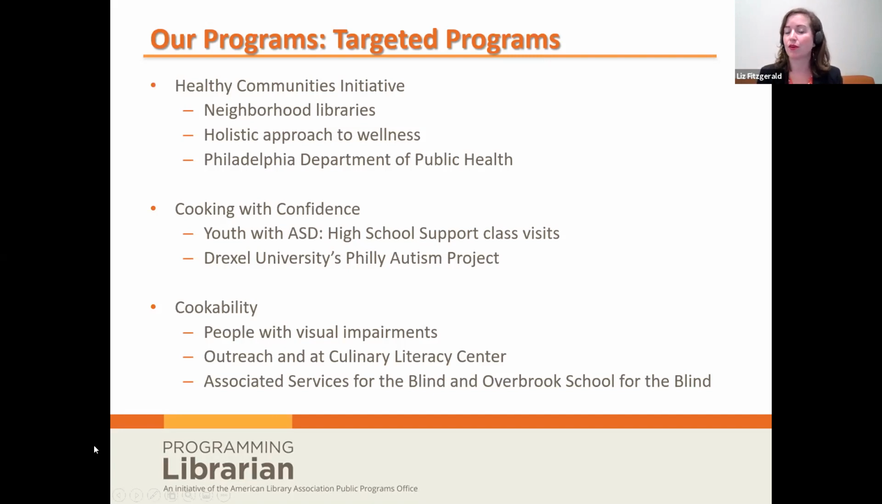Cookability is a program for people with visual impairments. Our chef for that program is blind himself, and we host programs both at the Culinary Literacy Center and outreach at locations at our partners.